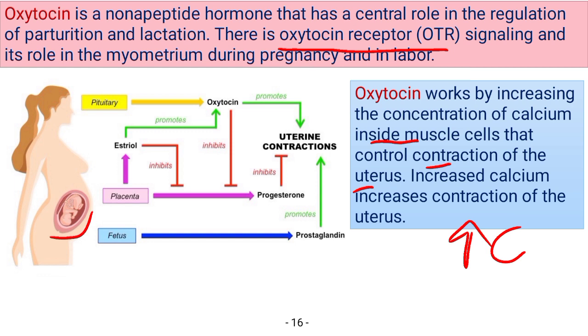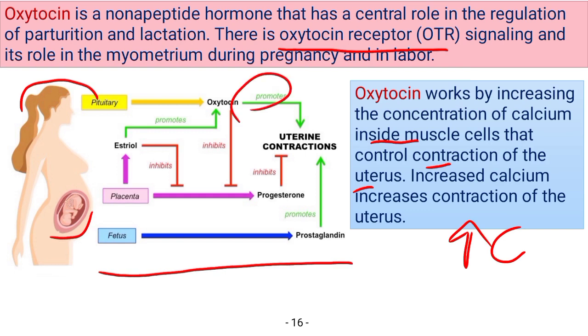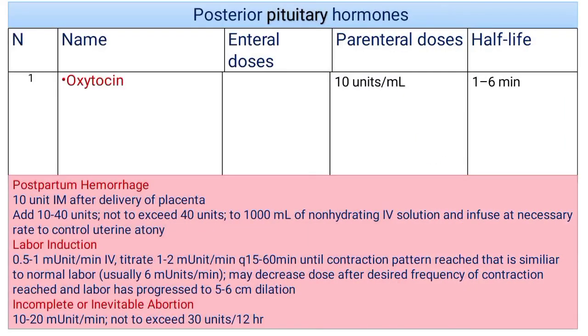So here is the review of the oxytocin mechanism. From the posterior pituitary, oxytocin is released and it promotes uterine wall contraction, and hence it is also known as the uterine stimulating hormone. So here are the parenteral doses and half-life of oxytocin. The parenteral dose of oxytocin is 10 units per milliliter, and its half-life is about 1 to 6 minutes.